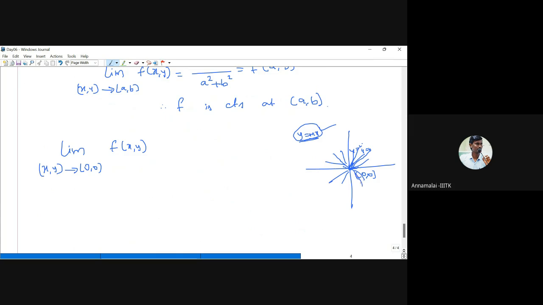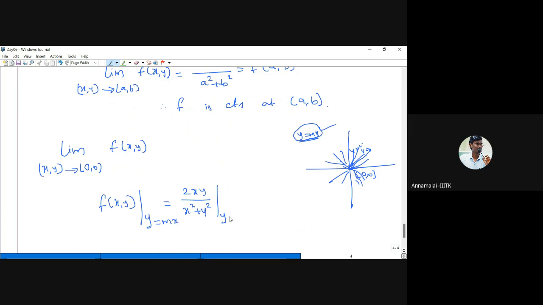Because everything's passed through the origin, right? Therefore, what happened to the function along this curve? First, what is f of x comma y along the curve y equal to mx? Just substitute y equal to mx. So what is f of x comma y? It is nothing but 2xy by x square plus y square.